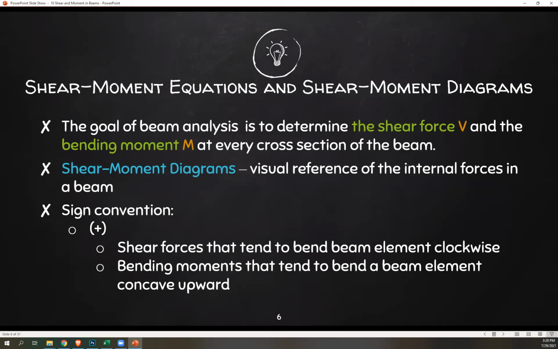And then this is our sign convention. Shear force is positive if it tends to bend the element clockwise, and bending moment is positive if it tends to bend a beam element concave upward. Anything other than that is negative.